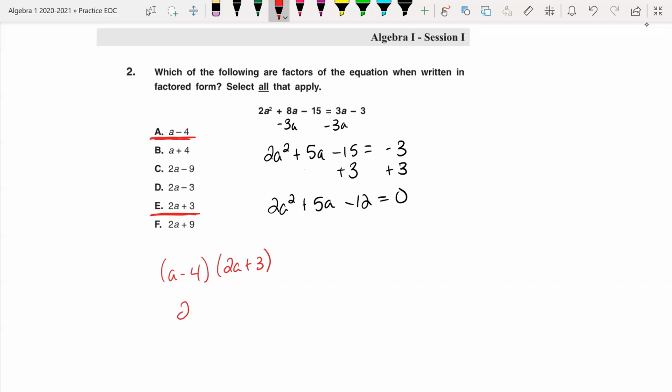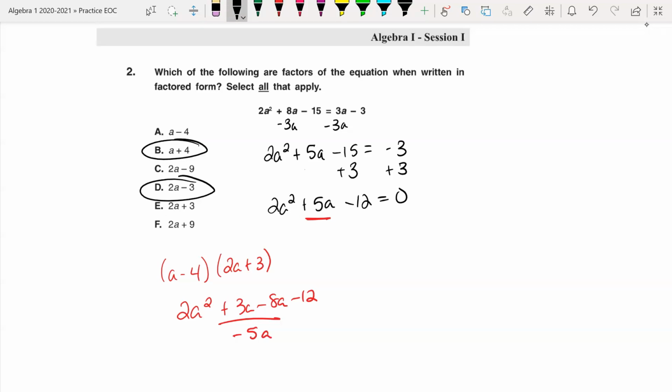So when I FOIL this, aka the box method, this is what I get. That turns into negative 5a. If you notice, I don't want negative 5a. So I need to switch the signs on both of them, which means my answer is going to be B and D. And I'll show you how to do it if you don't want to just kind of guess and check, but some people get stuck here.